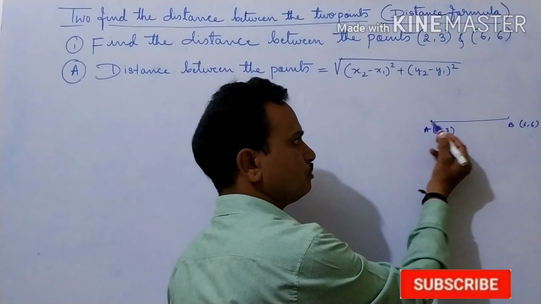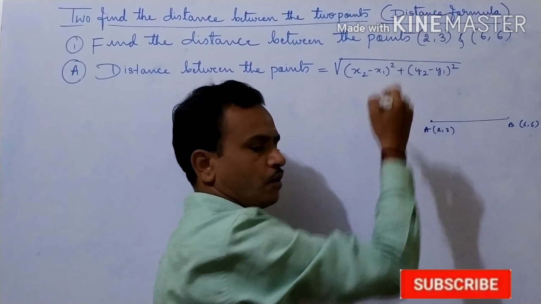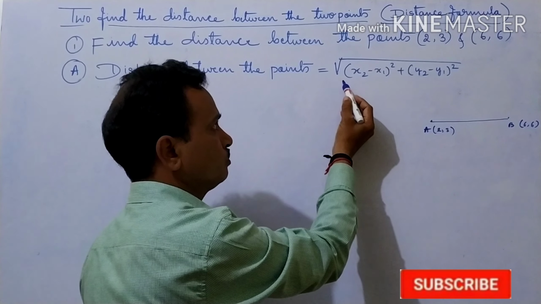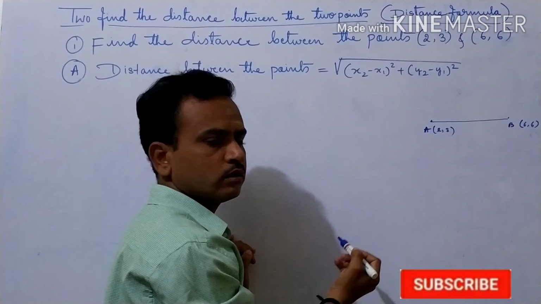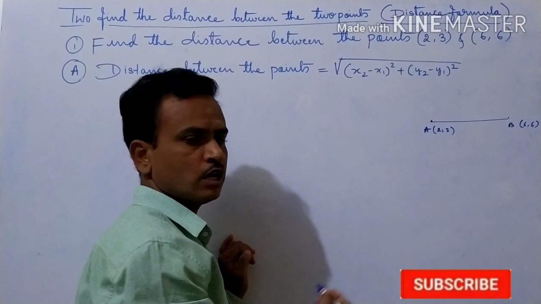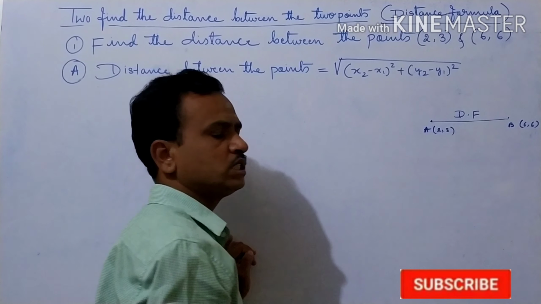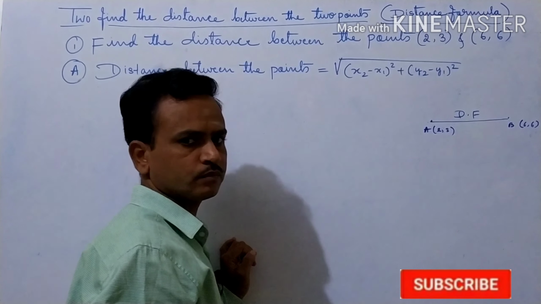To find the distance between these two points, we should use the distance formula. What is the distance formula here? Square root of (x2 minus x1) whole square plus (y2 minus y1) whole square. By using this distance formula, we can find the distance between these two points.